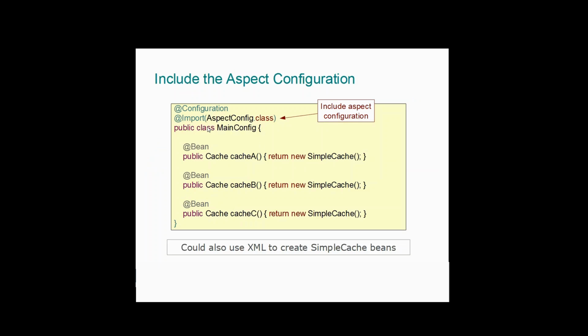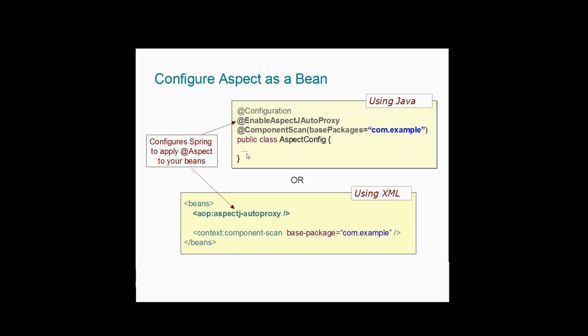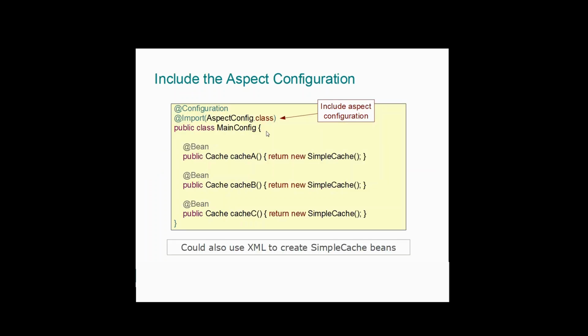Okay, so when I'm writing the aspect in Java configuration, I'll write a main config Java configuration. Here I do an import of the aspect configuration, which I've written here. So this is my aspect config where I've enabled the aspect and do the component scan. So I include this in our main config.